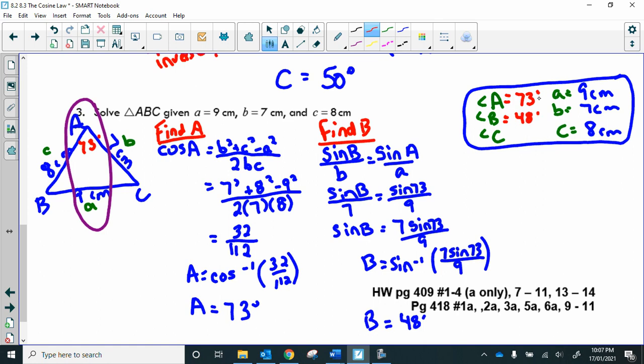And now that you have two angles, your third one should be super easy because we know that all three angles add up to 180. So let's just take 180, subtract the 2 we have. We're going to get 58 degrees. So because I have my little square up here, I can tell that I have officially solved it because we have all the angles and all the sides.